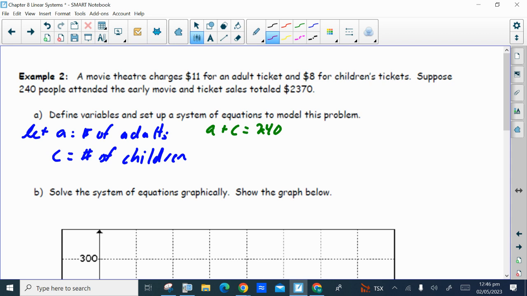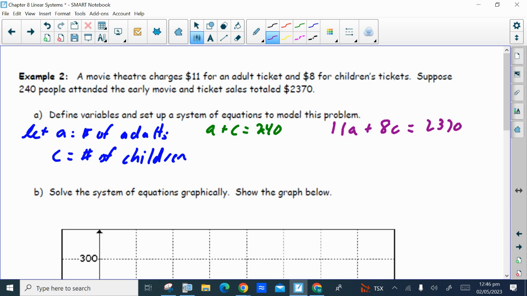The second equation will deal with how much money was taken in. It's $11 for each adult ticket, and there were A adults that attended the movie. So the money taken in just from adult tickets would be 11A. $11 per ticket times A tickets. Plus $8 for children's tickets, and the number of children we said is C. So 8C will represent the total amount of money taken in just from the children's tickets. $8 per ticket times C tickets. And together that total is $2,370.